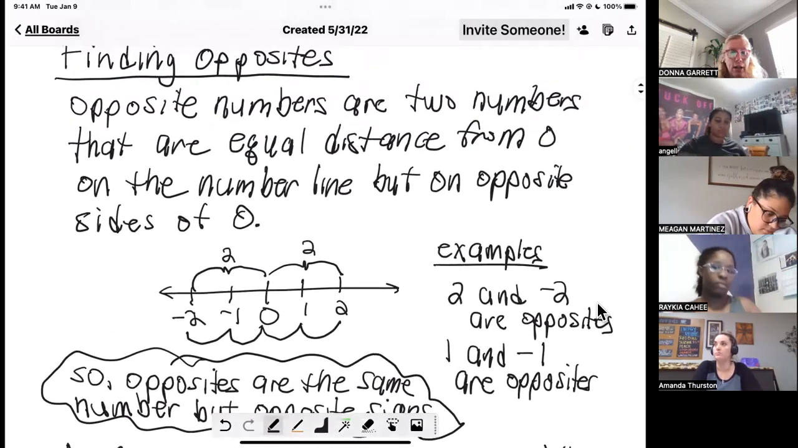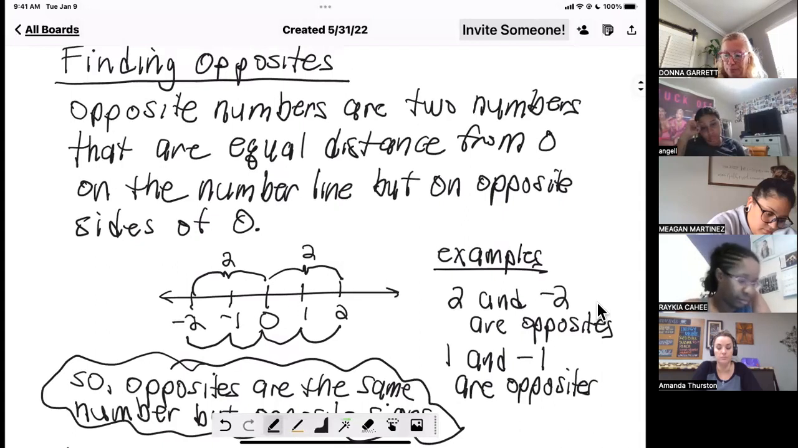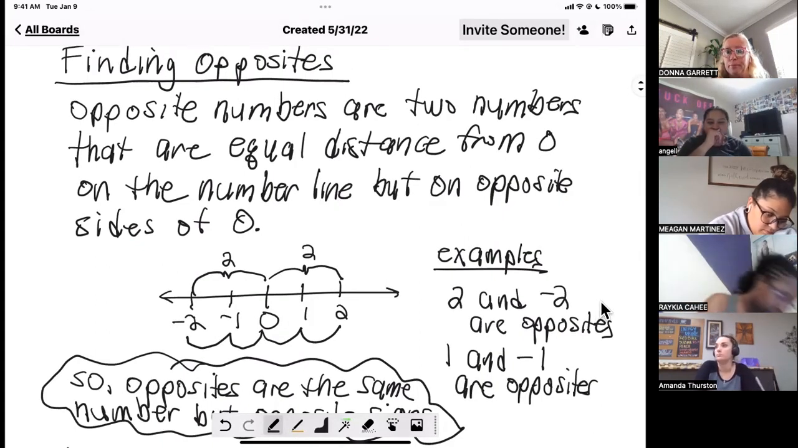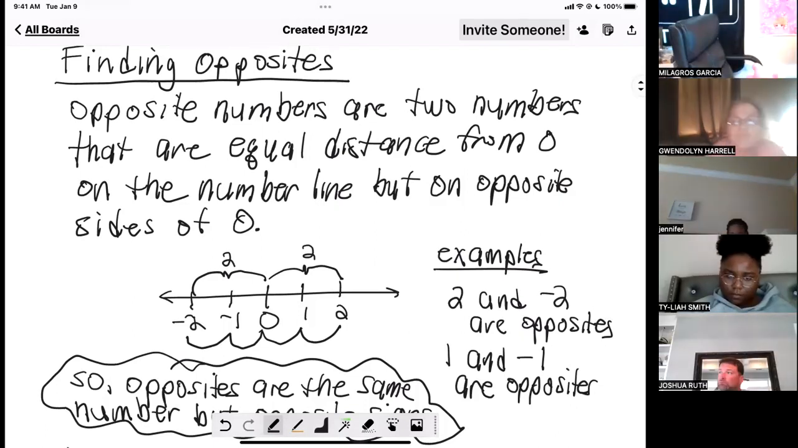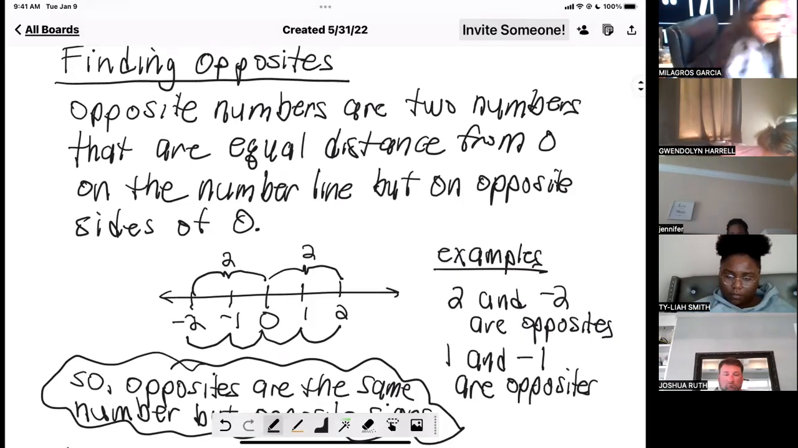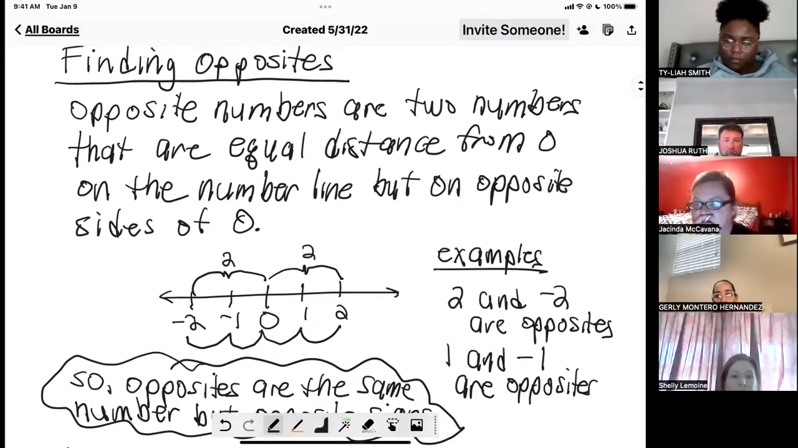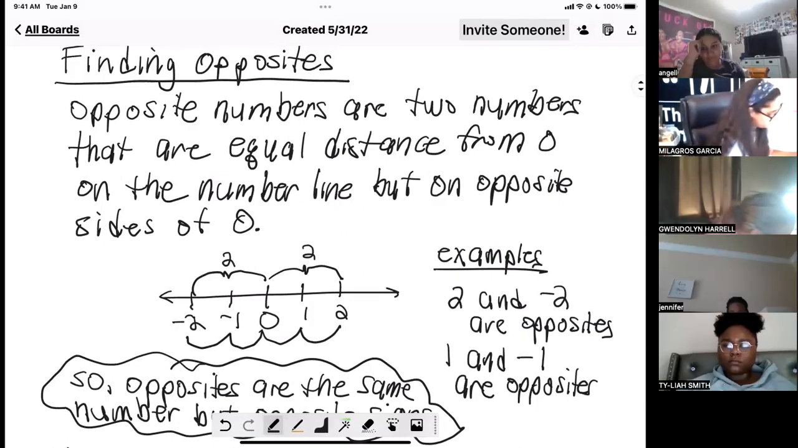Maybe a minute before I change a page or add a page. Everybody looks pretty good.